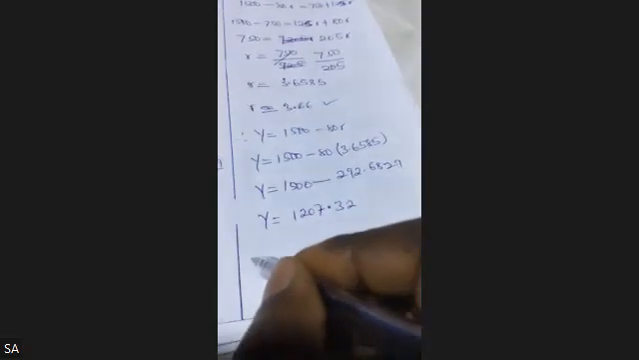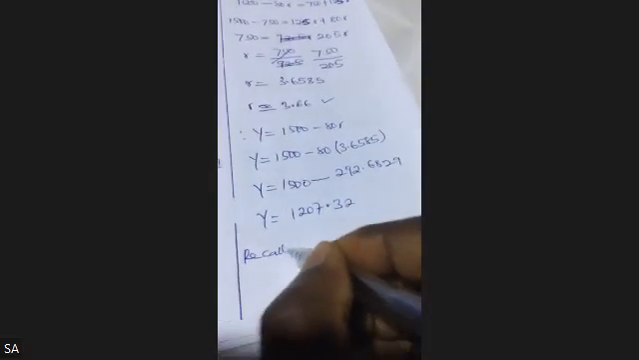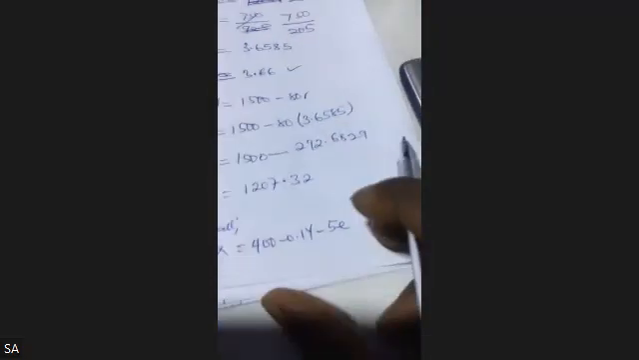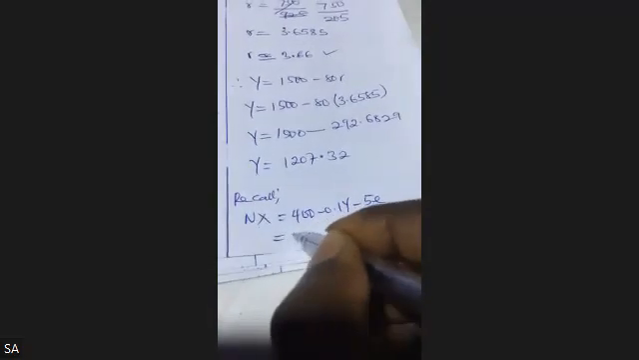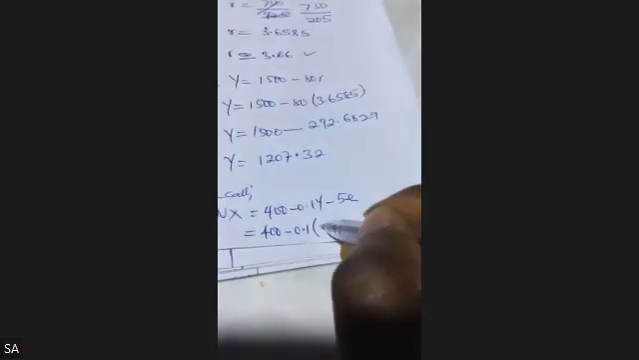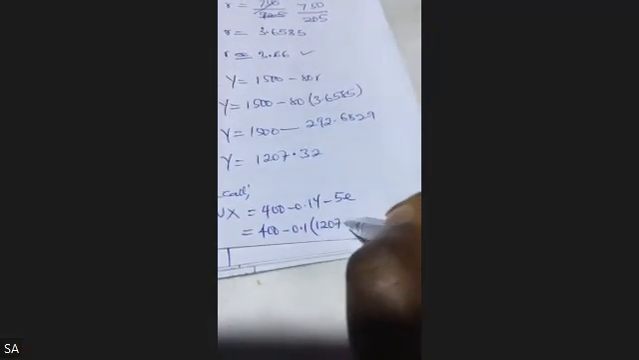Now let's go ahead and solve for net export. Recall that net export is given as what? 400 minus 0.1Y minus 5E. So you go ahead and substitute: 400 minus 0.1 times Y, which is what? 1207.32, minus 5 times what? 50.